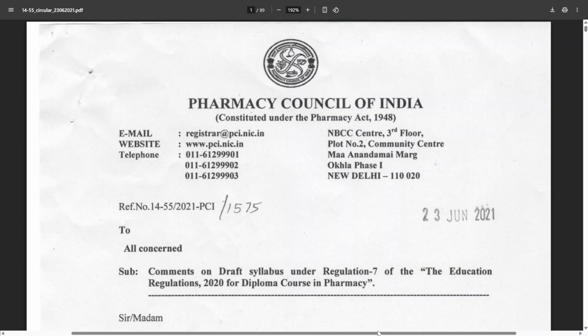Today, we are going to discuss the Diploma course in Pharmacy syllabus. This course and the syllabus is provided by the Pharmacy Council of India, constituted under the Pharmacy Act of 1948. This is the latest syllabus based on Regulation 7, the Education Regulation 2020 for Diploma course in Pharmacy.